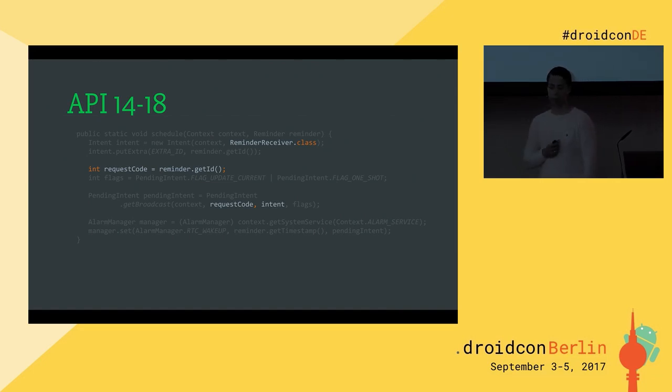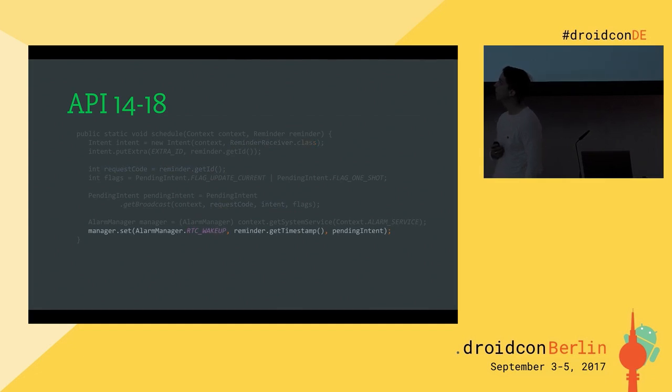And the request code is an important part as well for the pending intent. Those have to match. On the other side, the extras inside of your intent aren't compared. So they could be different, but the system would still treat them as equal. And in the end, we set the pending intent inside of the alarm manager.